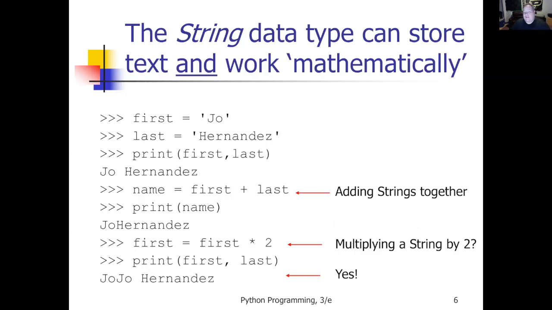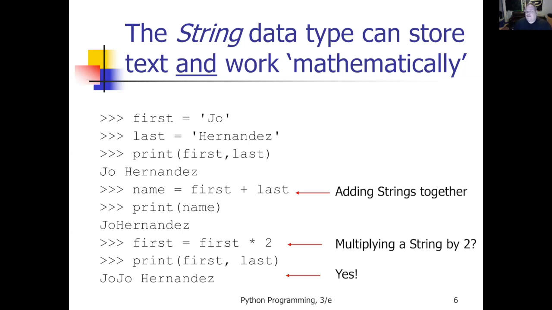Now the string data type can store text, but can also be used mathematically. For example, if I say a variable called first equals, in quotes, Joe, and last equals, in quotes, Hernandez, so let's say first and last name, and I want to print first comma last, we've done something like this in homework, we would get Joe and a space, that's from the comma, Hernandez. If I say name equals first plus last, that's odd. How do I add two strings together? What it does is it concatenates them into a new single string. And when I print it, it says Joe Hernandez.